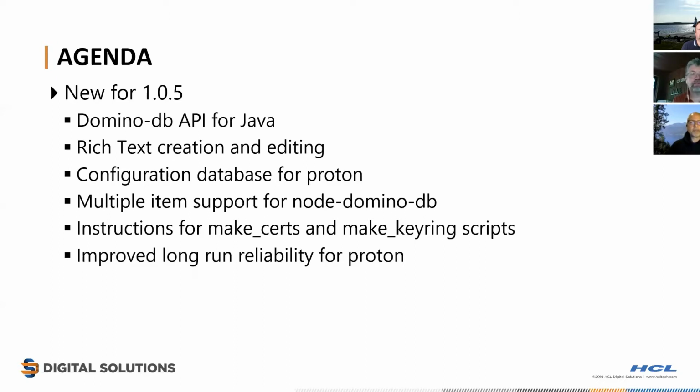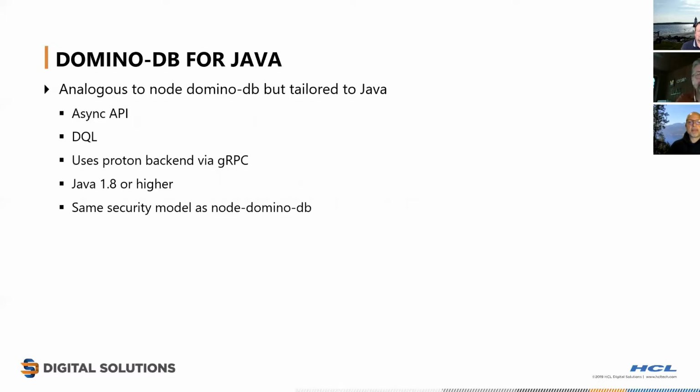And we've added multiple item support for Node Domino DB. I'll explain a little more about that. And also improved the instructions for the make certs and make keyring scripts, because I know those are a constant source of pain for people trying to set this up. And we've made some improvements for reliability for long runs. So you've basically got rid of some memory leaks in Proton. So that's the agenda.